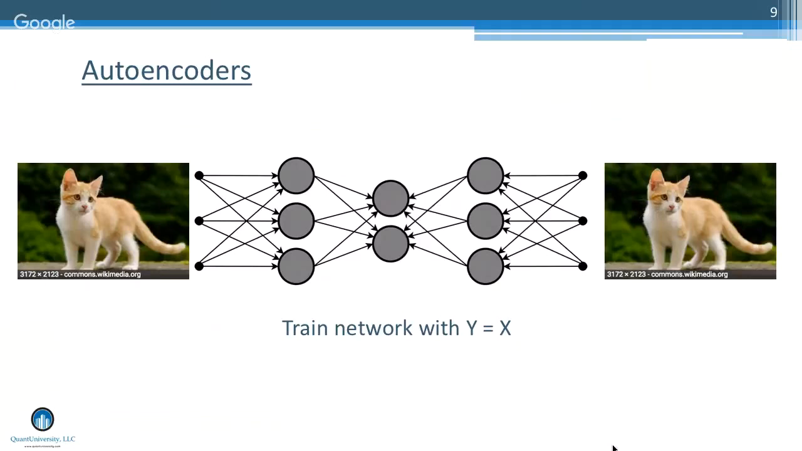So the network is pretty simple. In this particular case, let's take the simple example we've been looking at. You have a picture of a cat, and it has a particular dimension, 3172 by 2123. And the goal is, can I build out a network which can compress it, or bring down the representation to a smaller set of dimensions, but in such a way that I'm able to retrieve back the original image?